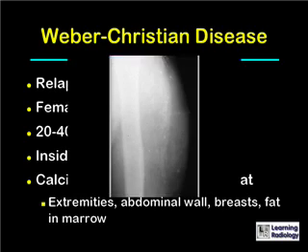This is an example of Weber-Christian disease in the upper arm. You can see there are numerous small punctate calcifications. There would have to be appropriate history in order to be able to make that diagnosis.